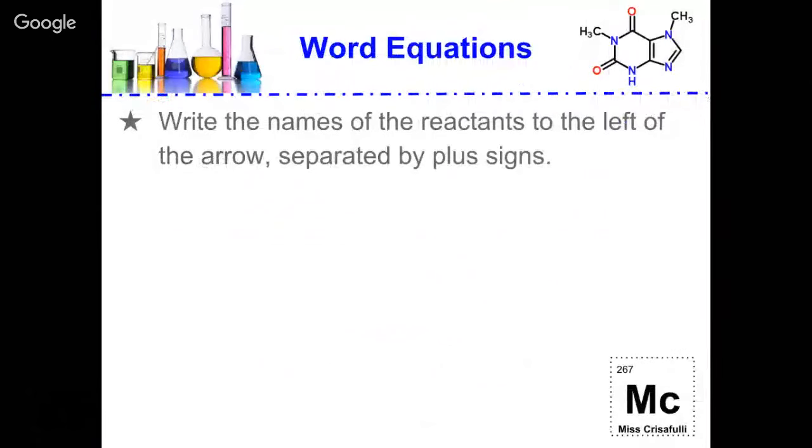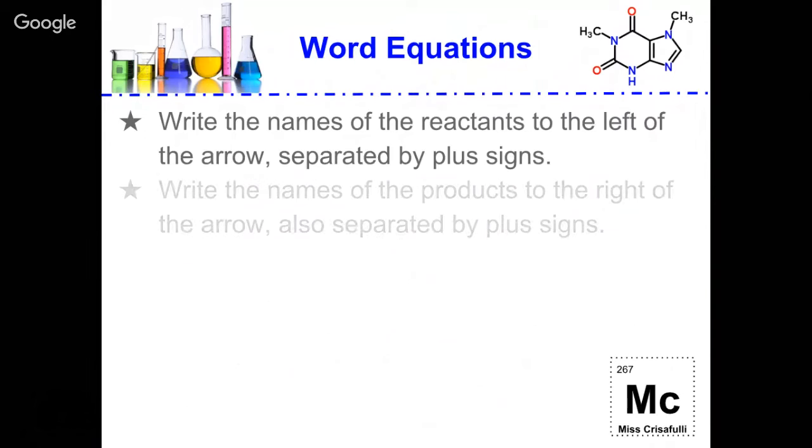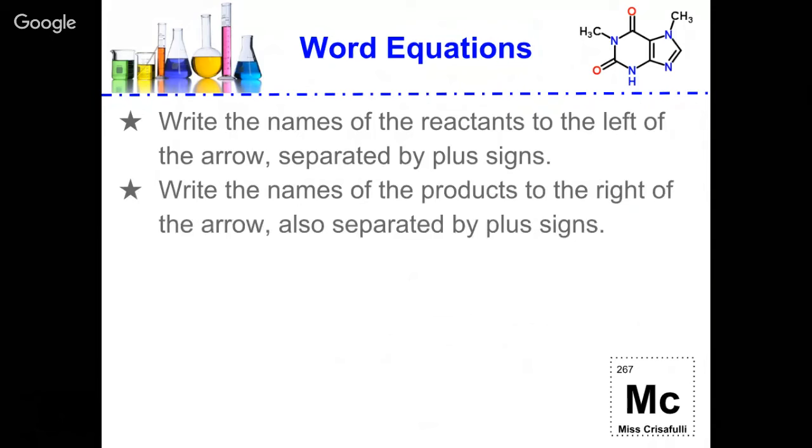When we're writing word equations, we're going to write the names of the reactants to the left of the arrow, and we're going to separate each of those reactants, if there's more than one, by a plus sign. And then we're going to write the names of the products to the right of the arrow, and also if there's more than one of those, we're going to separate them with a plus sign.